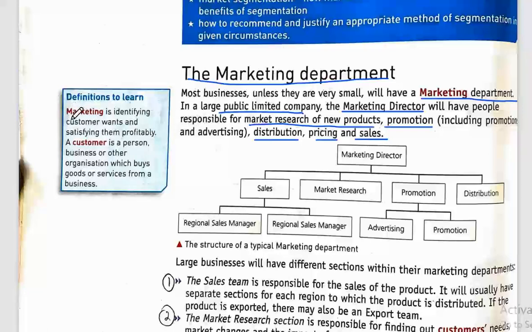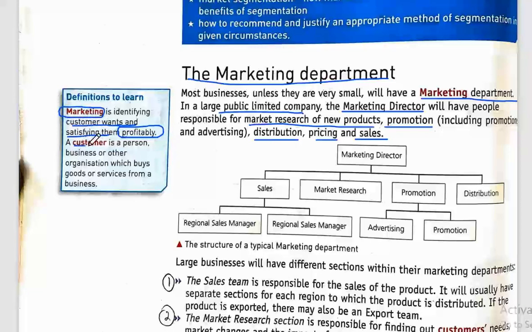So let's see, what is marketing. As a term, marketing is identifying the customer's wants and also satisfying them, not only satisfying them, but doing so in a profitable way for the company itself. As a business, of course, I have customers. I must understand the customers' wants and also satisfy these wants in a profitable way.